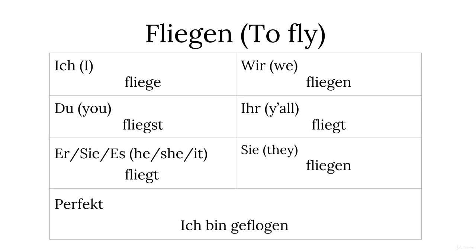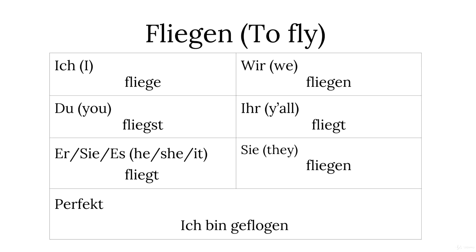And now, in the present perfect, geflogen is the new form. Geflogen. So it's going to be ich bin geflogen, du bist geflogen, es ist geflogen, wir sind geflogen, ihr seid geflogen, and sie sind geflogen. So geflogen is unchangeable, and the verb sein is going to change to fit the pronoun.